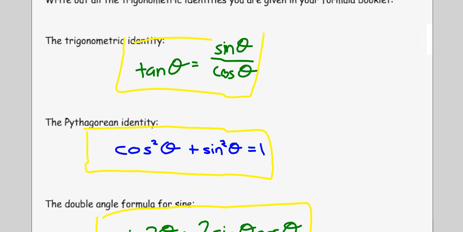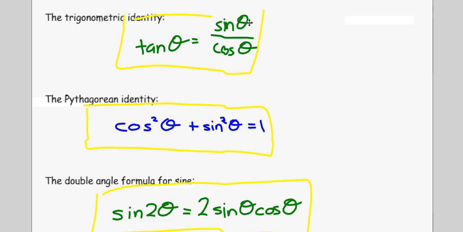A very popular one is the trig identity, tan theta equals sine theta over cos theta. We proved that last lesson. The Pythagorean identity: cos squared theta plus sine squared theta equals 1. You could also use sine squared theta plus cos squared theta equals 1. It's the same thing, but you couldn't reverse these, of course.